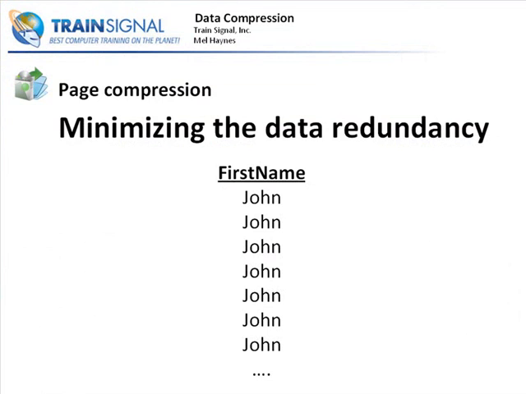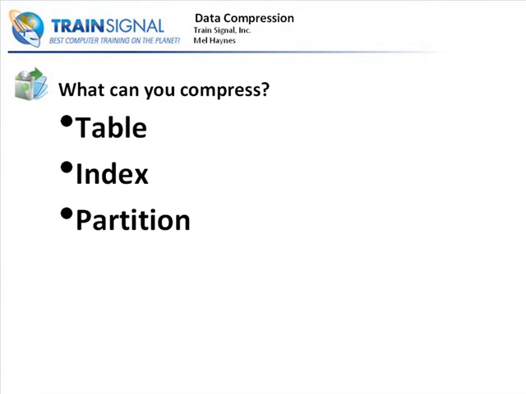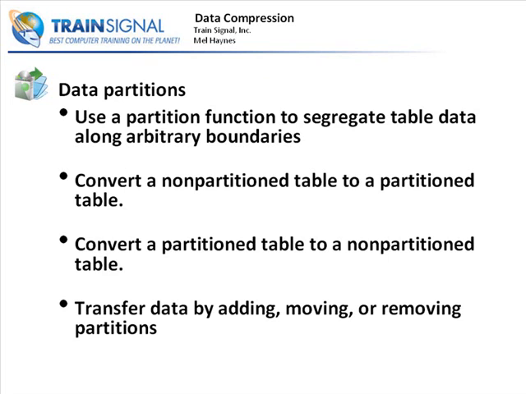So we talked about row compression and page compression and some of the differences between them. Now let's get into what you can compress, what objects, and it's basically three. You can do compression against a table, you can compress indexes that are against tables, and you can do compression against partitions. My focus right now is data compression, but I do want to give you a little background on data partitions, so when we talk about compressing a partition, you have some idea what we're talking about.